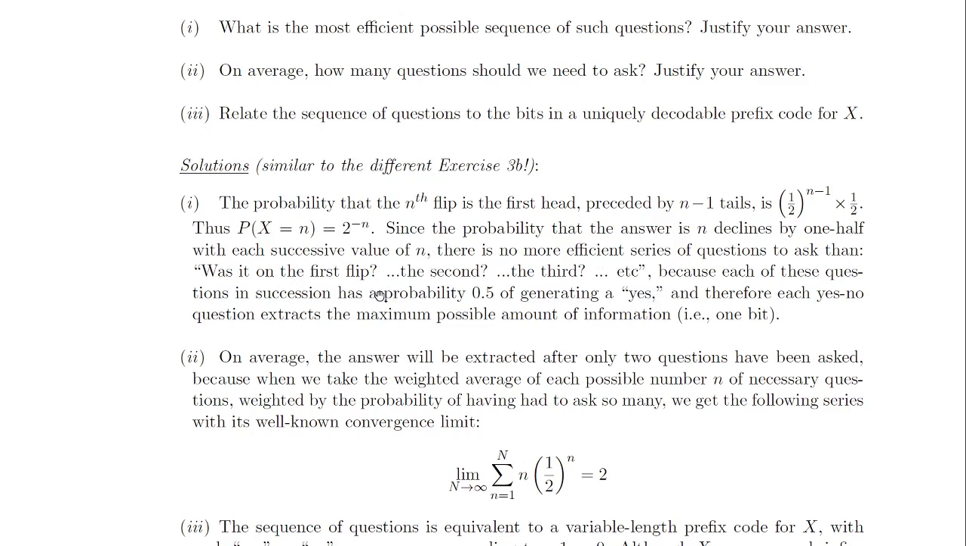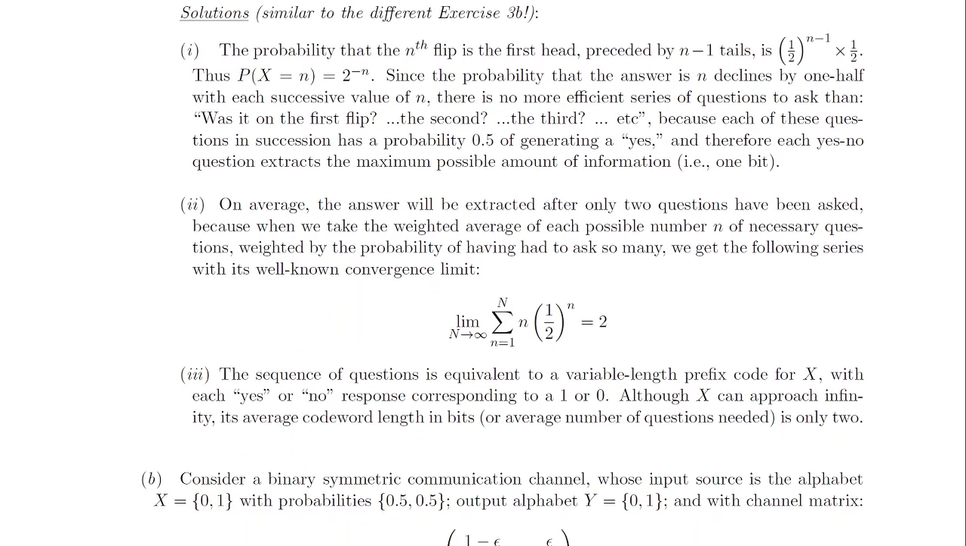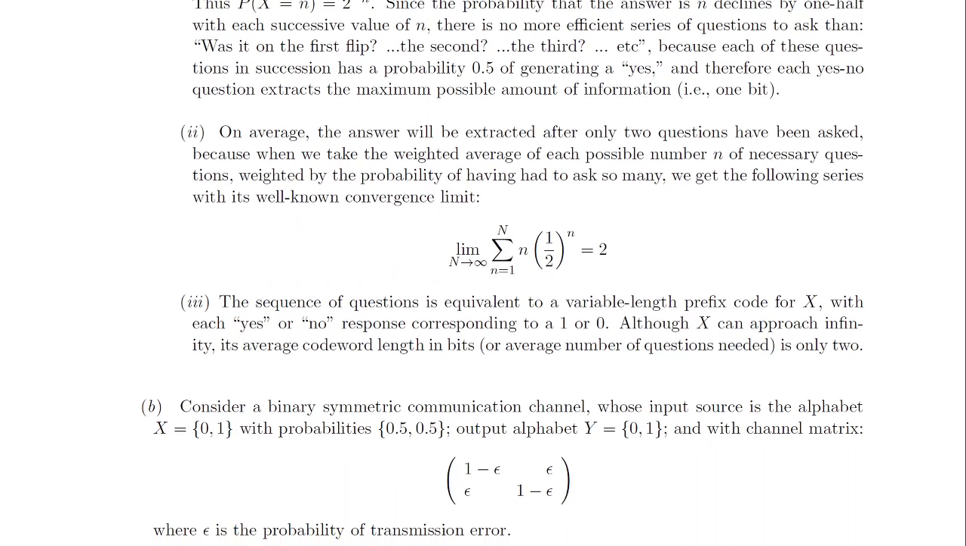Because the probability is declining again by 1/2 with each successive value of n, we again have the situation that the most efficient series of questions would be: was it on the first flip, on the second flip, on the third, and so forth, because again each of these questions has a probability 1/2 of delivering a yes, and therefore the question is really worth 1 bit. I'm sorry if that's a bit repetitive.